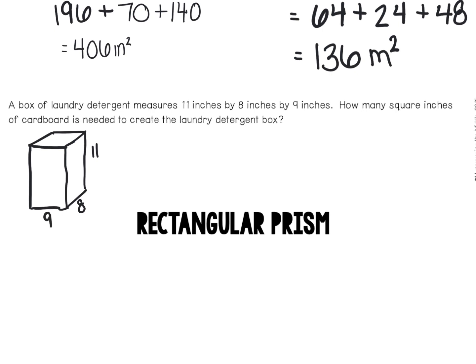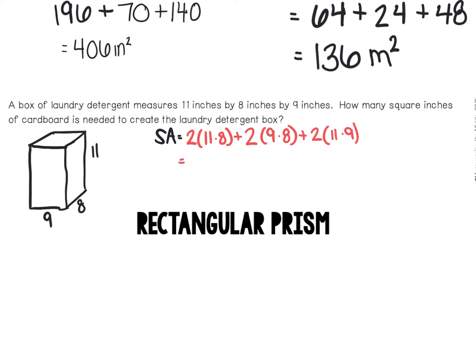So how many square inches of cardboard is needed to create that box? The cardboard to create a box of laundry detergent, that's surface area again, right? So all we're doing is solving for surface area here. Who wants to tell me the first set that you're going to multiply? Leo. 11 times 8. Okay, so we're going to say 2 times 11 times 8. Plus, who wants the next set? Jonah. 9 times 8. Good, so 2 times 9 times 8. And what are we missing there? 11 times 9. 2 times 11 times 9. Good.